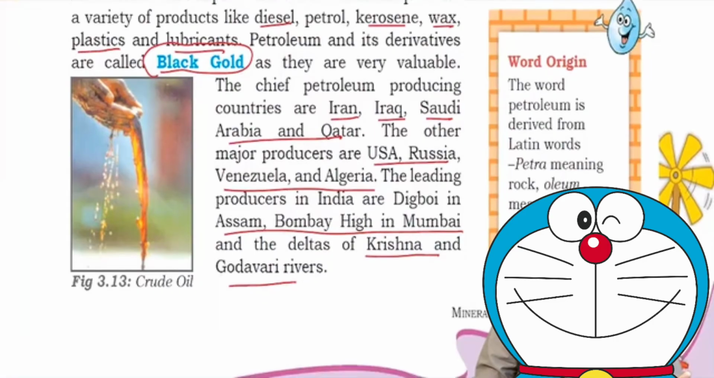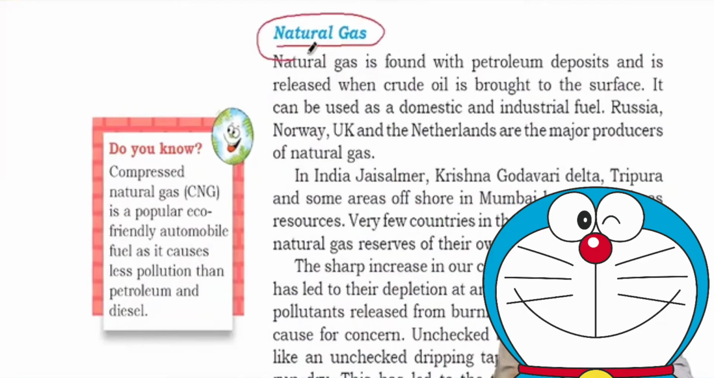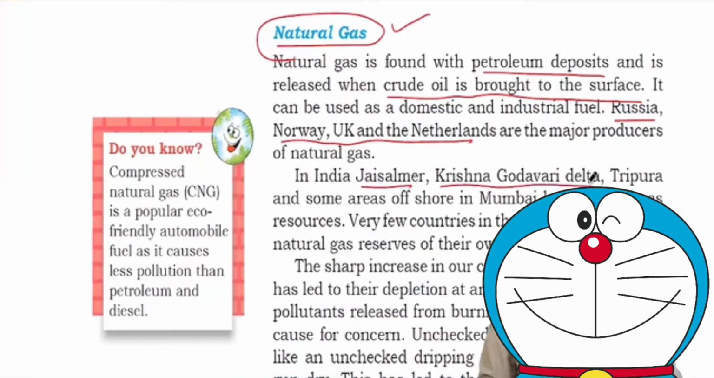So let's quickly see what are some of the non-conventional things that we have. Natural gas. Natural gas is found with petroleum deposits and it is also released when crude oil is brought to the surface. Whenever you bring the oil to the surface, along with this the gas comes out, it is natural gas. Russia has the largest, Qatar has the highest natural gas. Along with that, Norway, UK and Netherlands are also great producers. In India, Jaisalmer in Rajasthan and the Krishna Godavari Delta usually we see. Tripura is also one region where natural gas is said to be present.